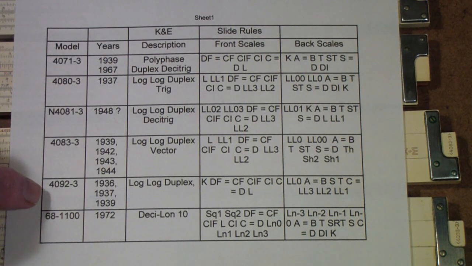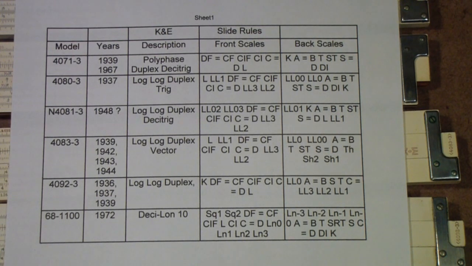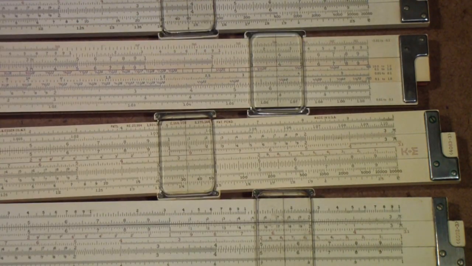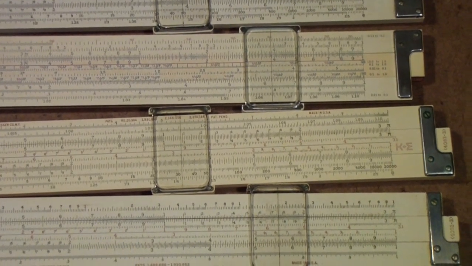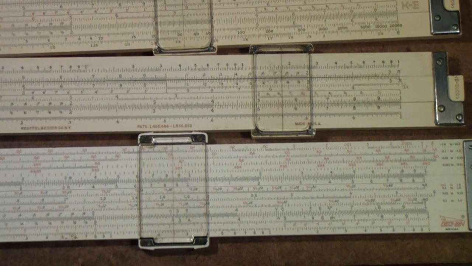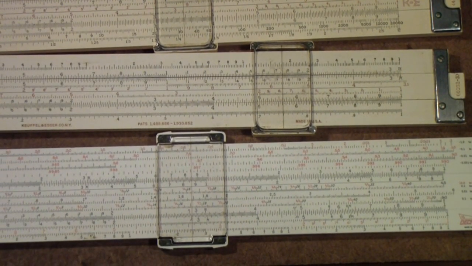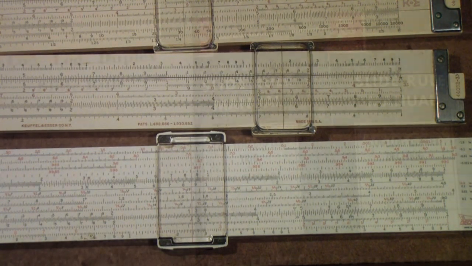Then a 4092, which actually is, I think, the oldest rule among these. It goes back to 1936. It's a log-log duplex as well. And finally, the most recent one, the Decilon 10, which is the one here at the bottom, that was sort of the modern slide rule that K&E made, that sort of closed out the slide rule era.